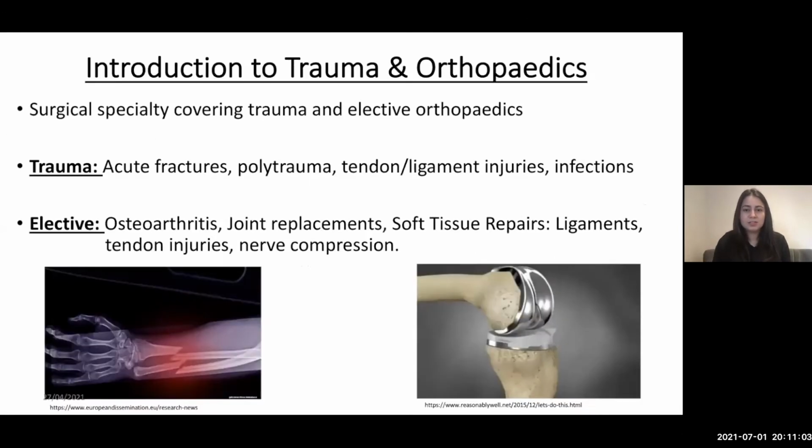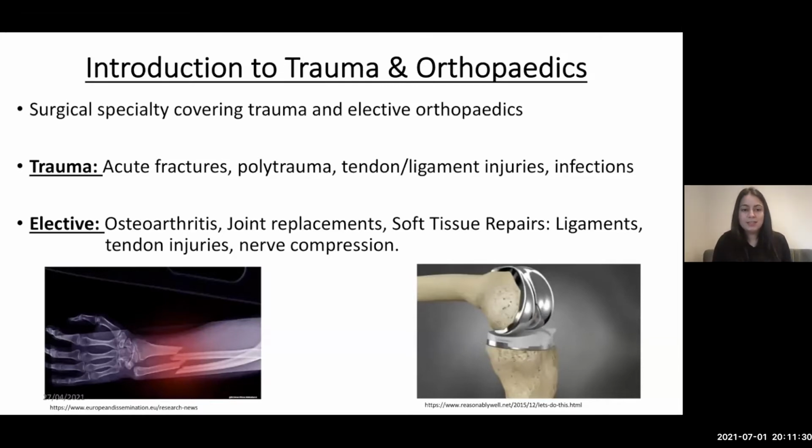So an introduction to T&O. It's a surgical specialty which covers trauma, which is all the acute problems, and it covers orthopedic elective surgeries as well. So trauma usually covers acute fractures, polytrauma, which means the patient has more than one fracture, tendon and ligament injuries, and also infections such as cellulitis of the skin or bone infections, osteomyelitis.